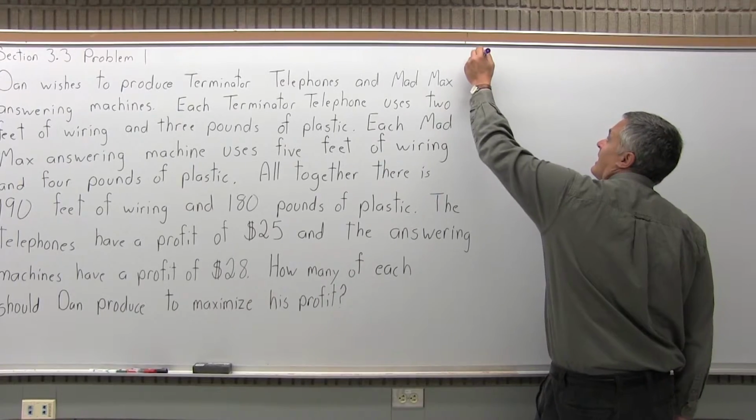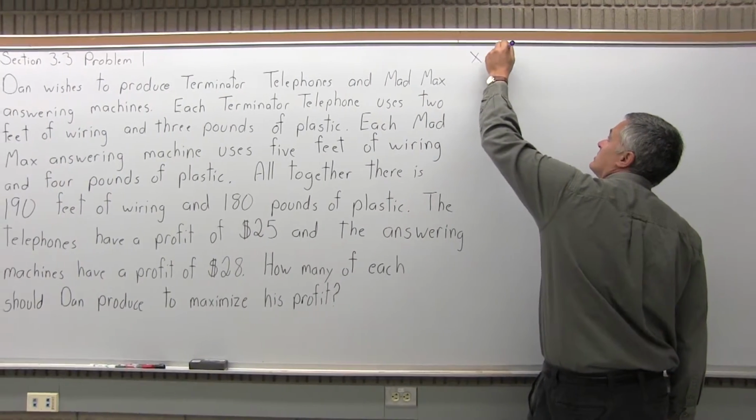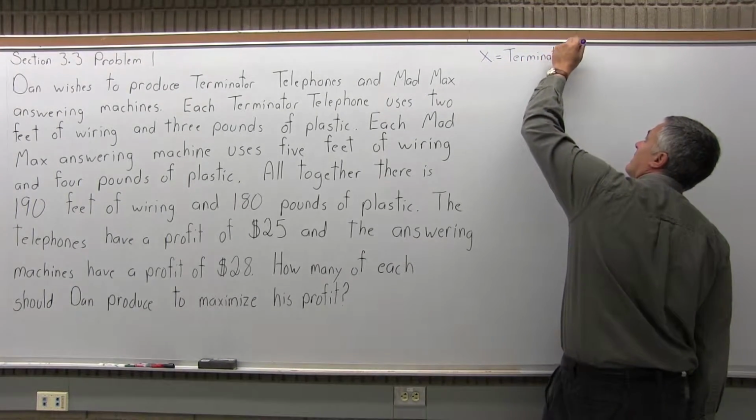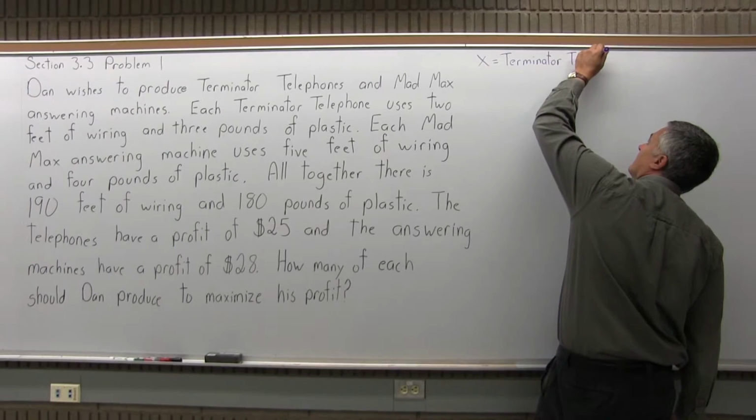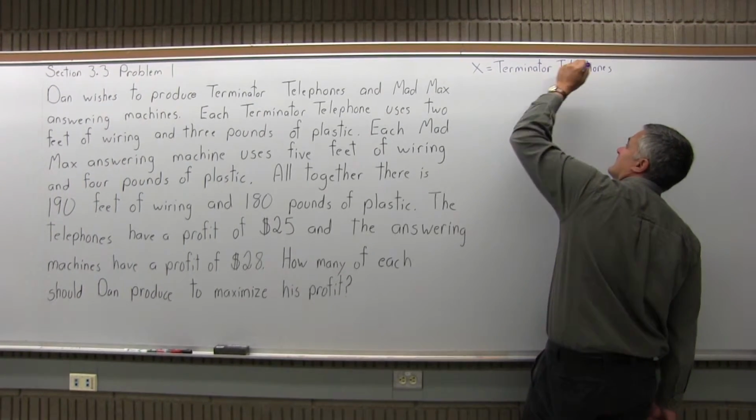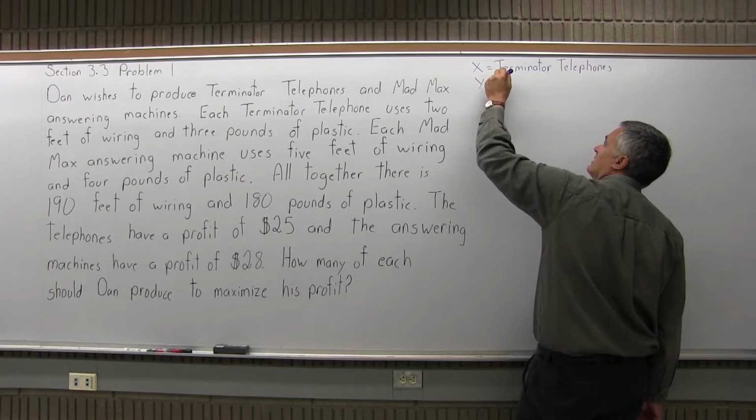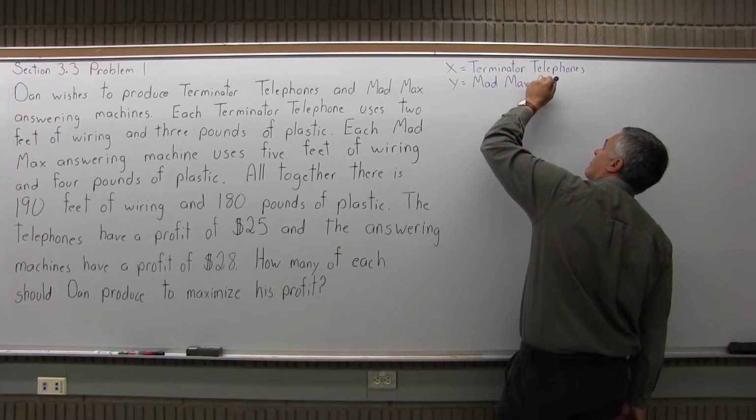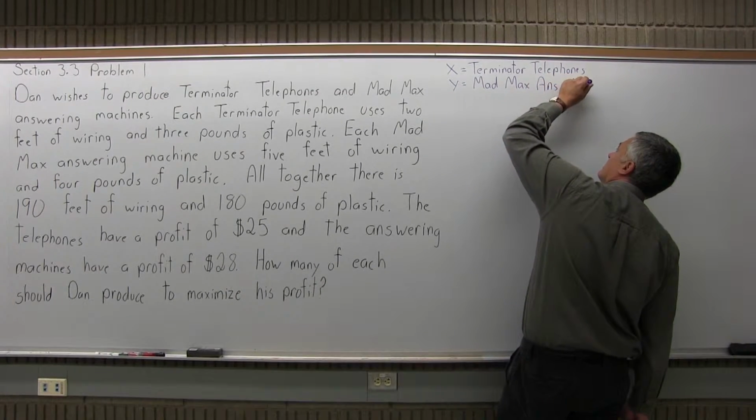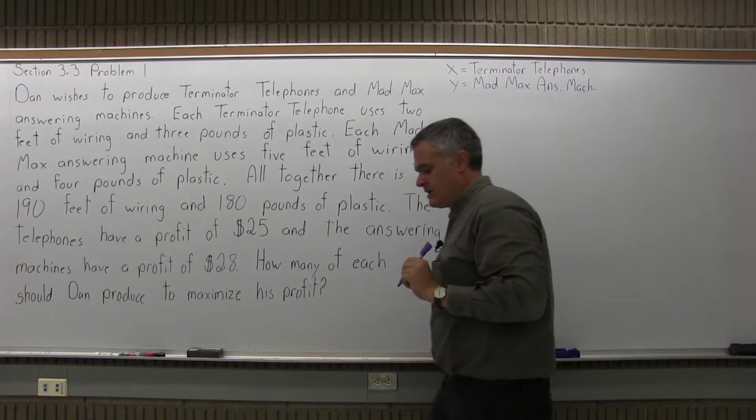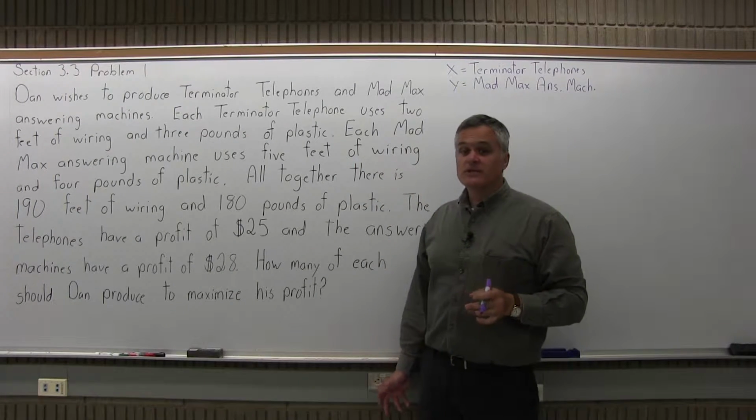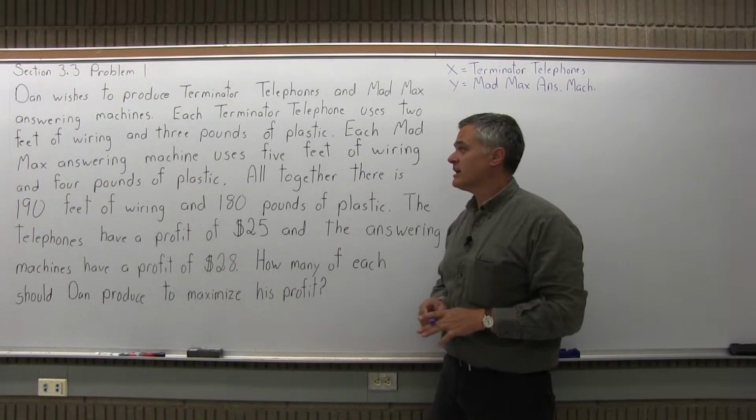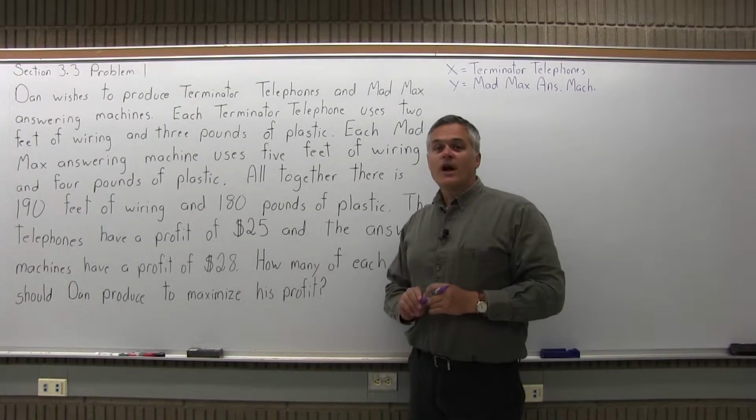So X equals Terminator telephones. Y equals Mad Max answering machines, and I'll abbreviate a little bit. So that's step 1 of 4 steps. Identify your variables. So we did, and it's the 2 things being made. Typically, that's not tricky. Next is find the object function.